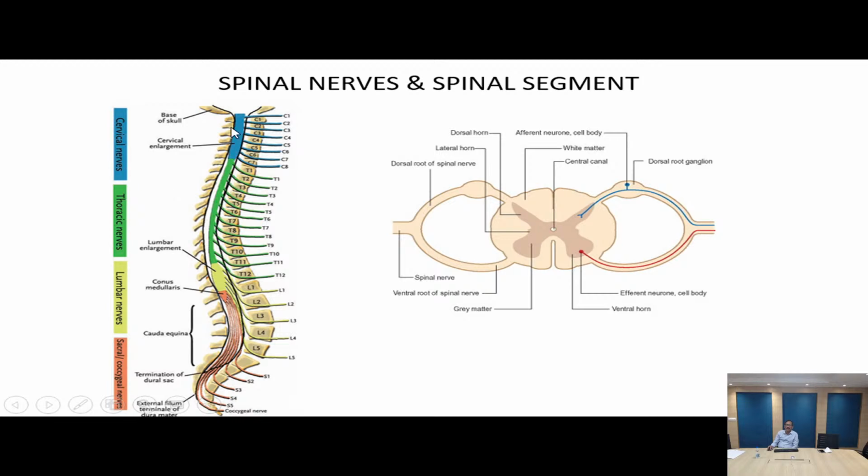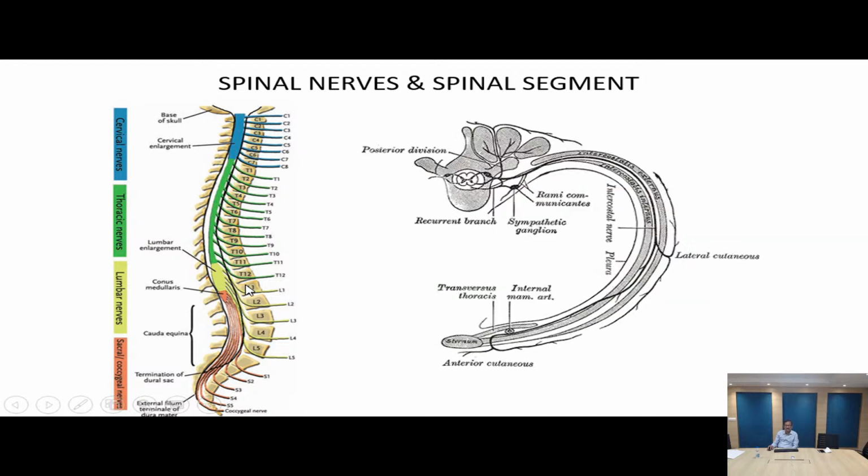So we have various segments of the spinal cord: cervical segment, thoracic segment, lumbar segment, sacral segment, coccygeal segment. Just like we have for the vertebrae, there are 33 vertebrae and we have 31 pairs of spinal nerves. Remember well that the spinal cord ends much higher as compared to the lower end of the vertebral column. It ends at the junction between L1 and L2. I'll come in a moment why you need to remember this.